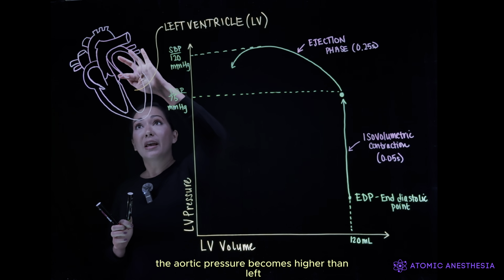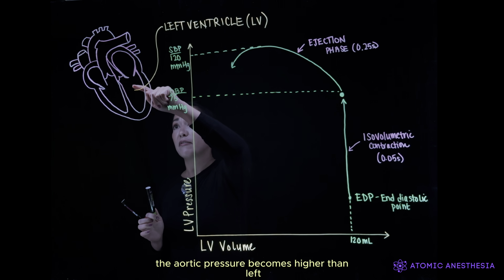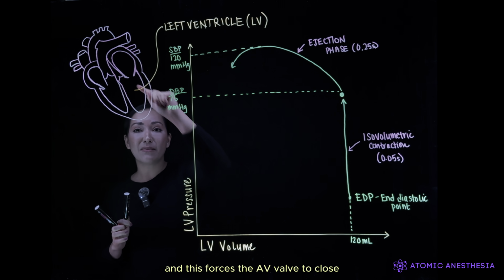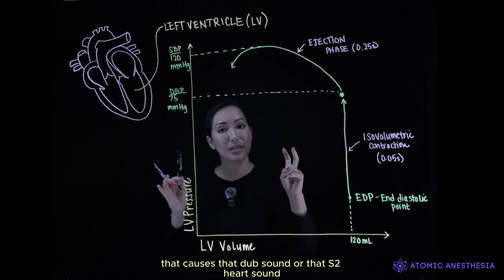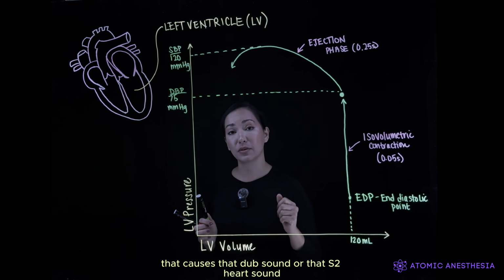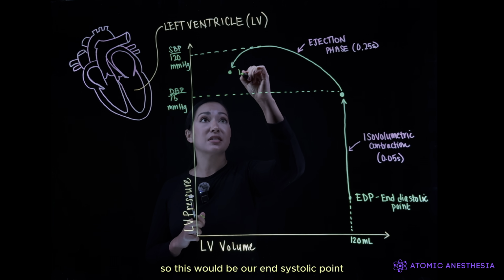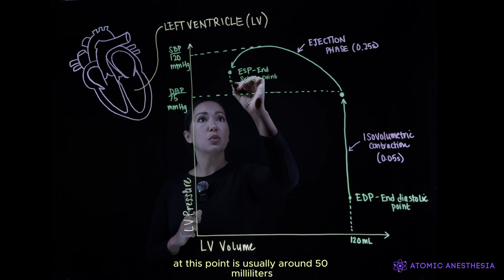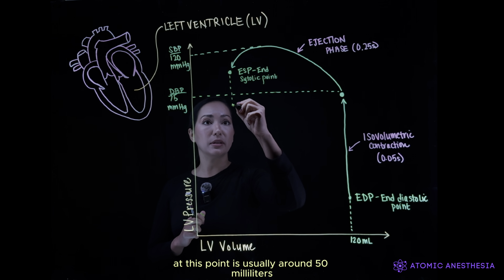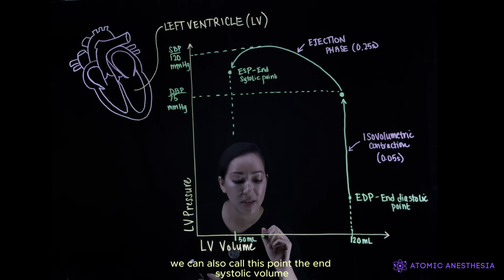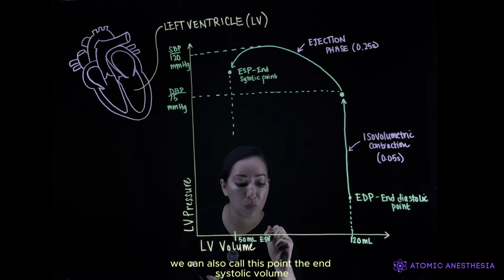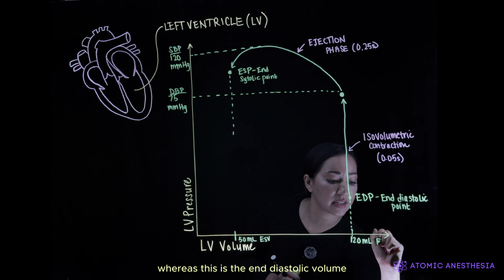Now, eventually the aortic pressure becomes higher than the left ventricular pressure, and this forces the aortic valve to close. That causes that dub sound, or that S2 heart sound. So now we're at the end of systole, so this would be our end systolic point. And the volume at this point is usually around 50 milliliters. We can also call this point the end systolic volume, whereas this is the end diastolic volume.